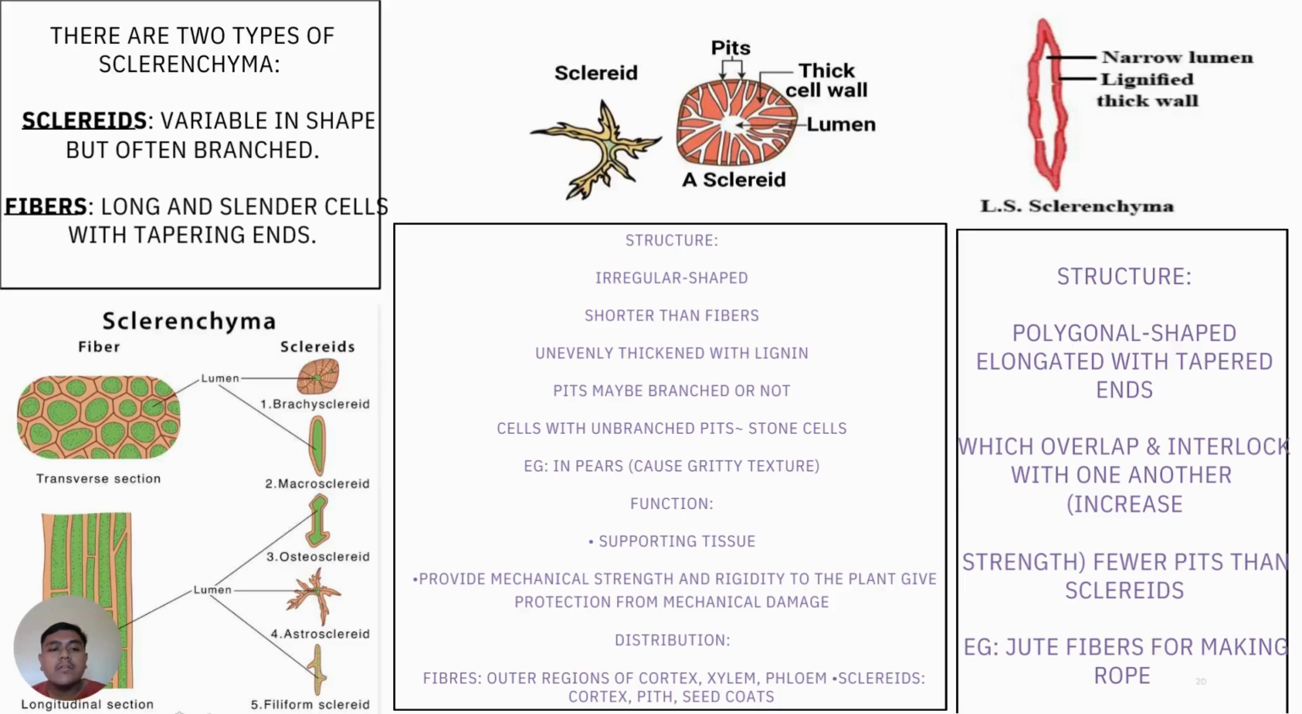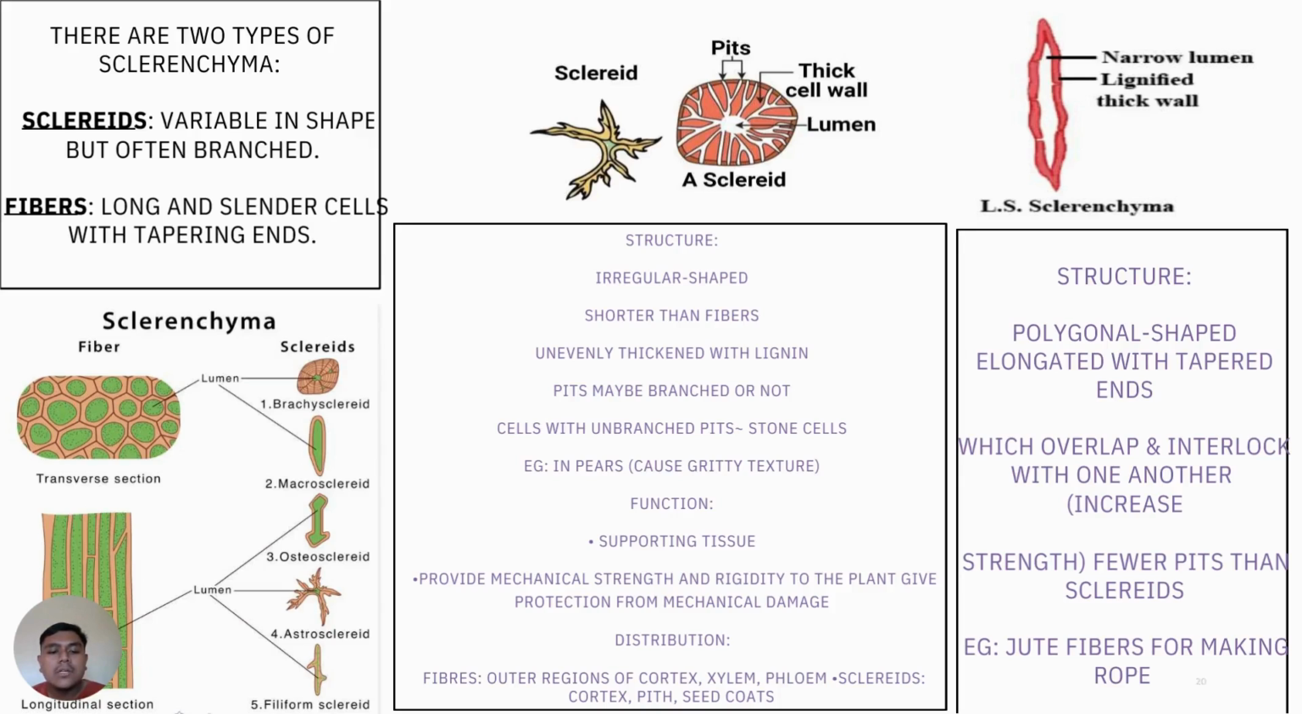Sclereids: variable in shape but often branched. Fibers: long and slender cells with tapering ends. Look at the structure of sclereids. Irregular shape, shorter than the fibers, and evenly thickened with lignin. Pits may be branched or not. Cells with unbranched pits are stone cells. Example, pears, which cause a gritty texture. Function of sclereids is supporting tissue, providing mechanical strength and rigidity to the plant, giving protection from mechanical damage.